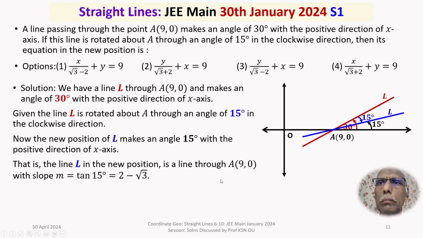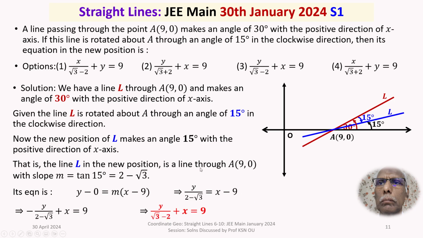So the point slope formula we use. Its equation is y minus 0 is equal to m into x minus 9. What is m? 2 minus root 3. Substitute. And this will imply y by m, that is y by 2 minus root 3, is equal to x minus 9. This will imply minus y plus x is equal to 9.